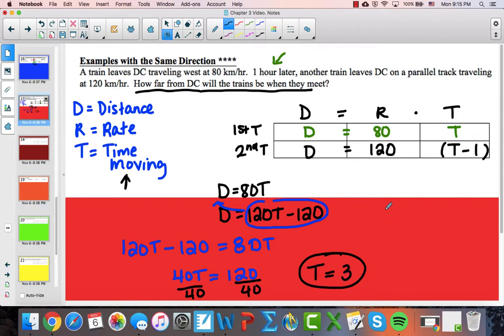But now we got to find the distance. So I'm going to plug it into the easier of the two equations. So 80 times 3. So a distance of 240, and these were in kilometers. So 240 kilometers.